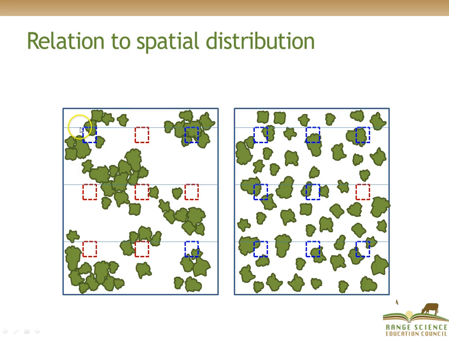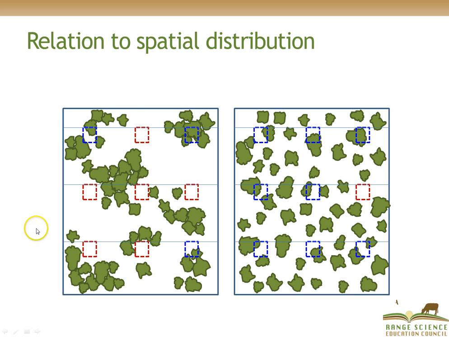We've located 9 quadrats in each one of the diagrams, and we can see that out of the 9 quadrats, the 3 quadrats that are in blue have plants present in them.